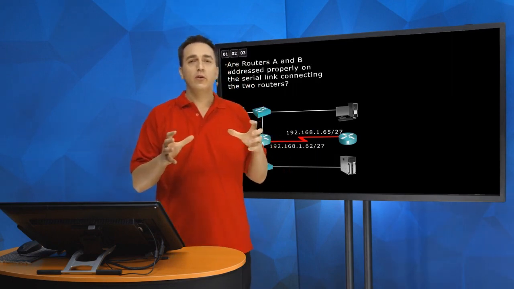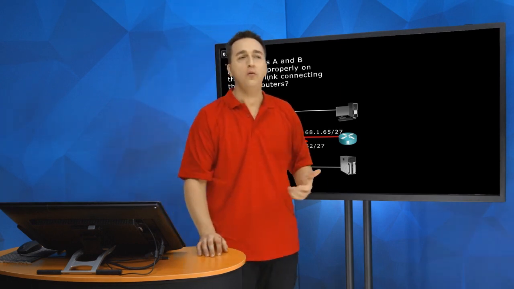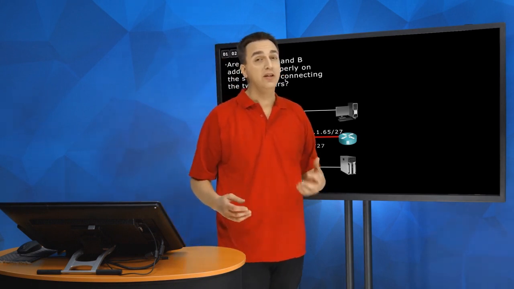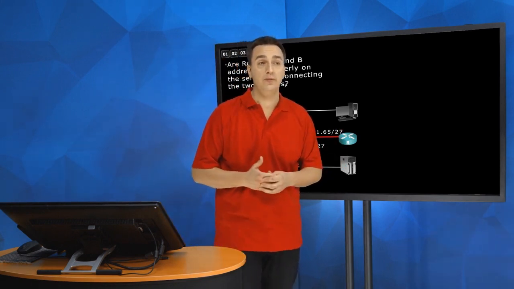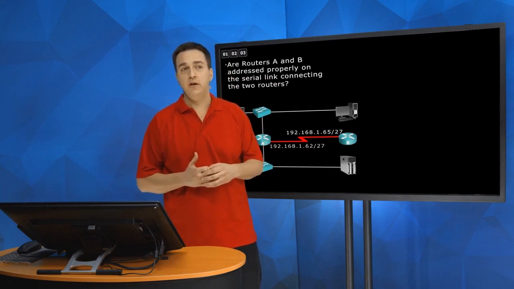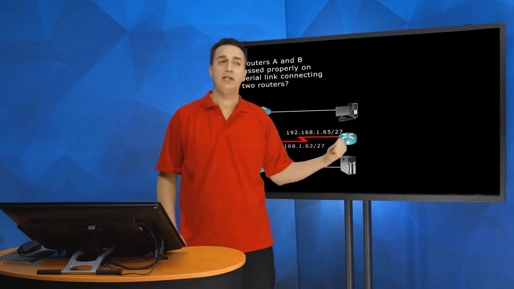Well, how do we figure that out? That's the challenge here, right? How do I know for sure? You know, those addresses look pretty close together, 65 and 62. There's not a big difference between the two of them. There's only 3 values difference. That's it. But now, you need to identify, well, for them to be addressed properly, they have to be in the same subnet. So are they in the same subnet?